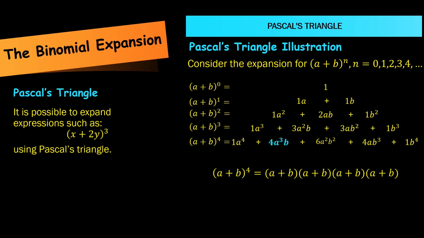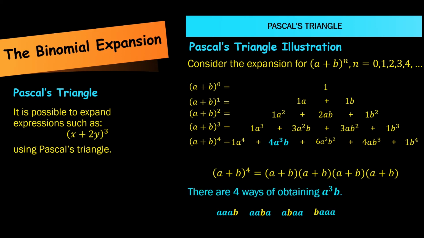What about 4a cubed b? How do we obtain 4? We could either do AAAB or AABA or ABAA or BAAA as shown. So there are 4 ways of obtaining a cubed b.